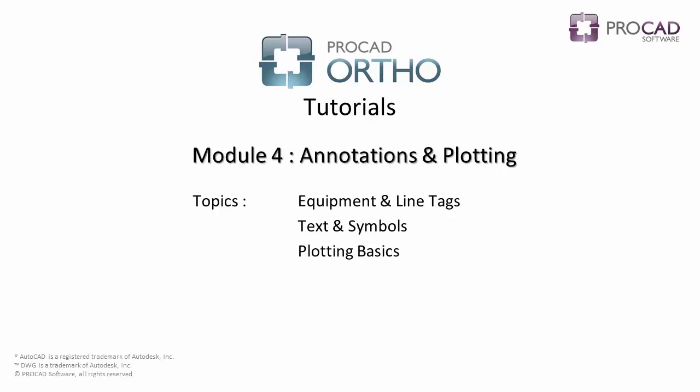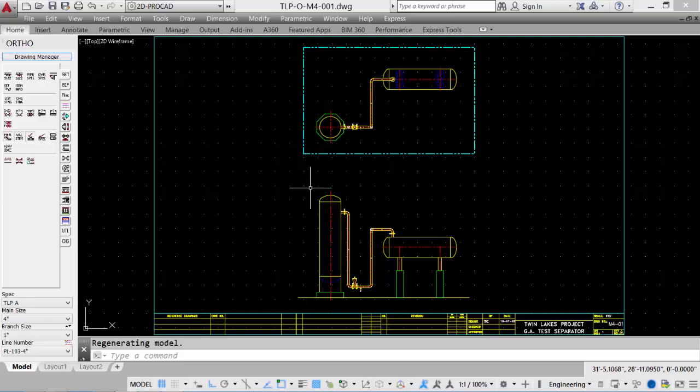Module 4, Annotations and Plotting, covers the following topics: equipment and line tags, text and symbols, and plotting basics. The first topic in Module 4 is the equipment and line tags. We're now ready to annotate and add some text and information.